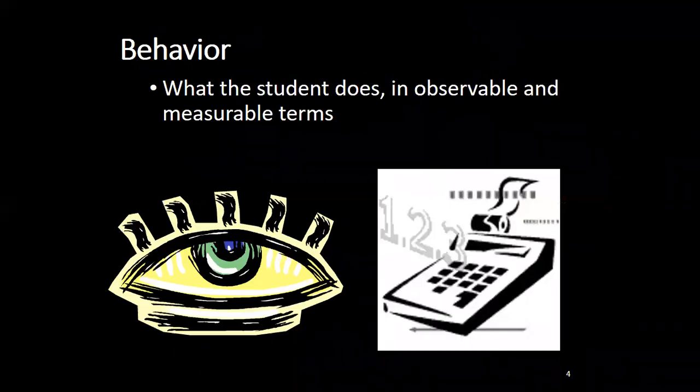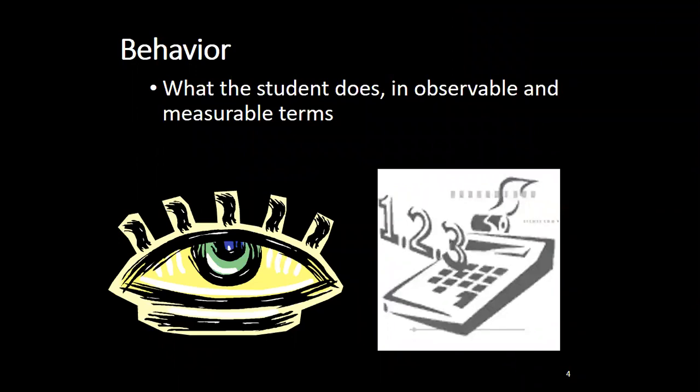When we look at the behavior, it is important to understand that the behavior we are looking at must be defined in observable and measurable terms. Stating a student is misbehaving may not be viewed the same way by another. Behavior must be observable and measurable.